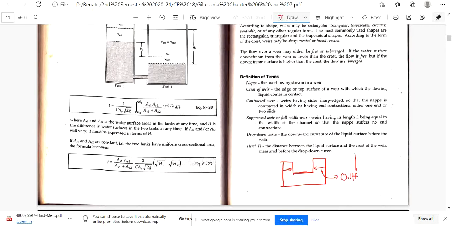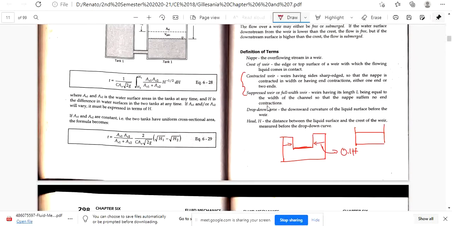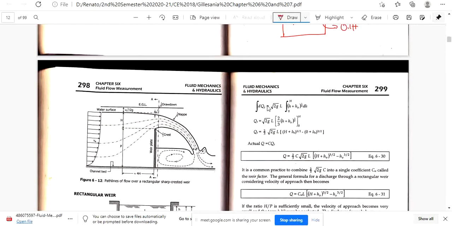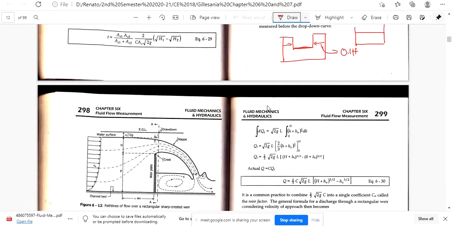For the suppressed wear, if that is your open channel and you put the wear there, that is your suppressed wear. This one here is only good for rectangular wears. Then there is the drawdown, the downward curve of the liquid surface before the wear. So if this is your wear, this is your nappe.